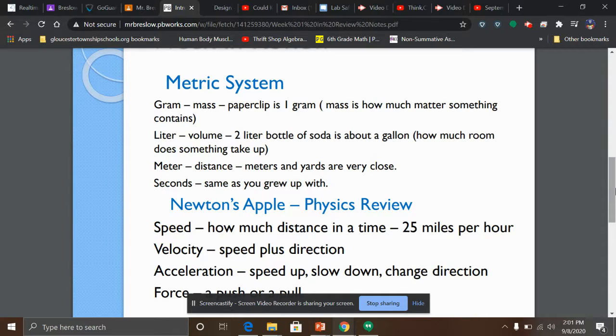Meter is the distance version of the metric system. Meters and yards are very close. A yard is a few inches more than a meter. Seconds, units of time, are the same you grew up with. So seconds, minutes, hours, days, that's all the same.